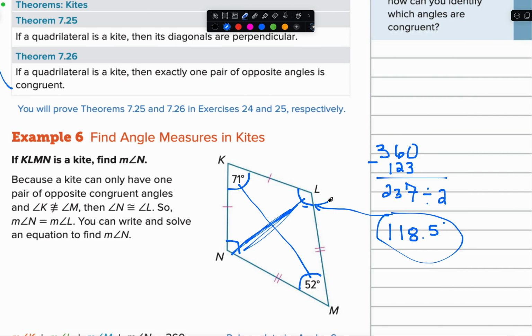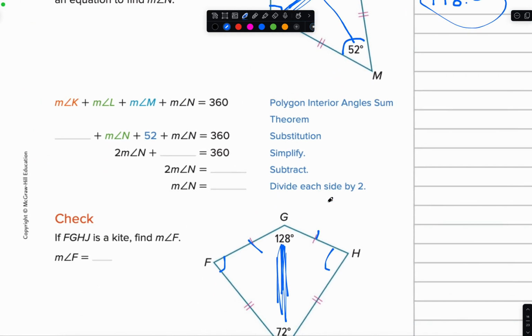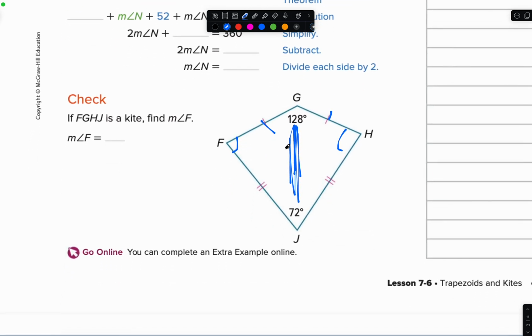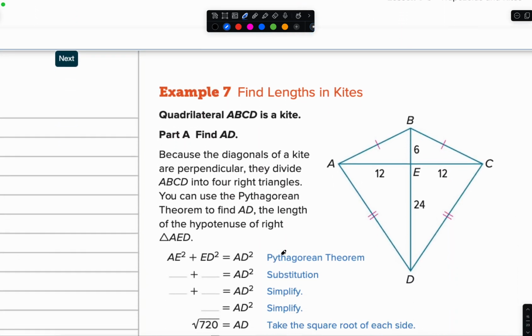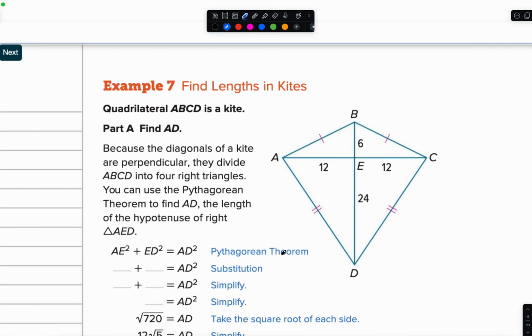Woo! Okay, so there you go. See, look. We fixed it. All right, there you go. So yes, same thing with this one. Add those up, subtract from 360, and then divide by 2. Okay, but example 7 is now going to talk about the lengths.